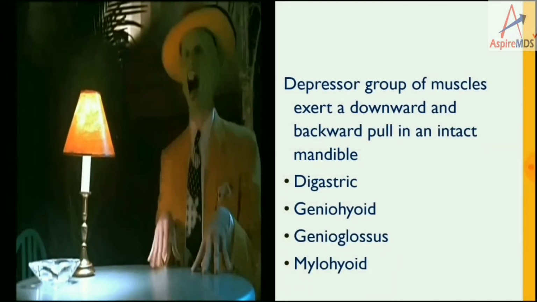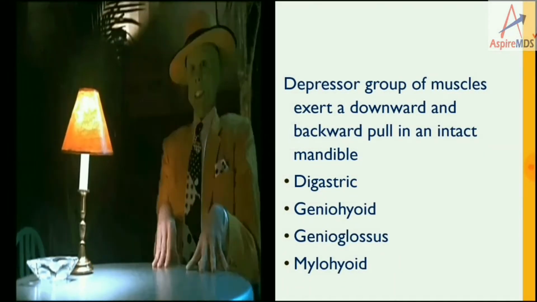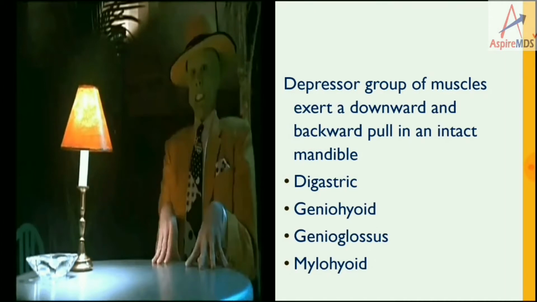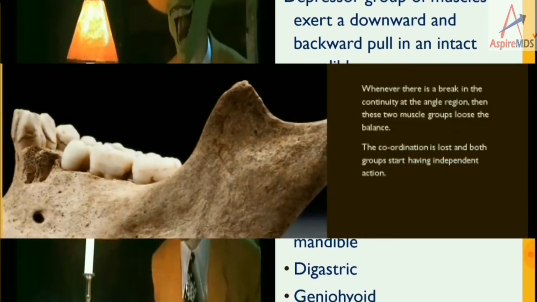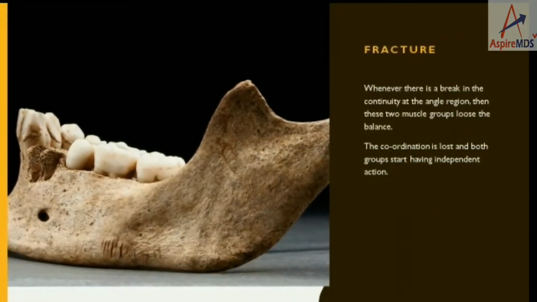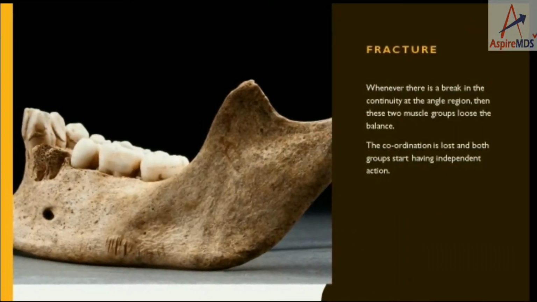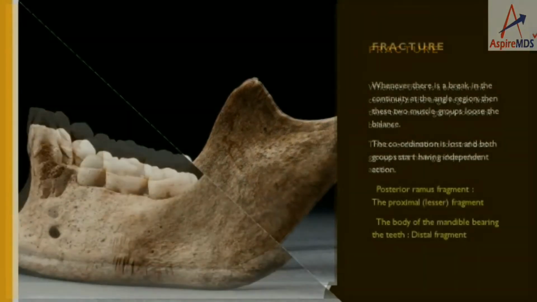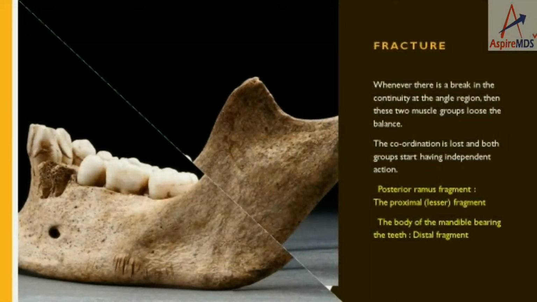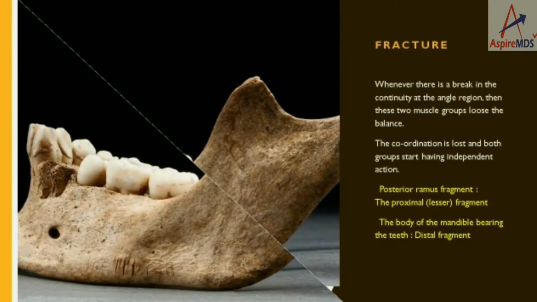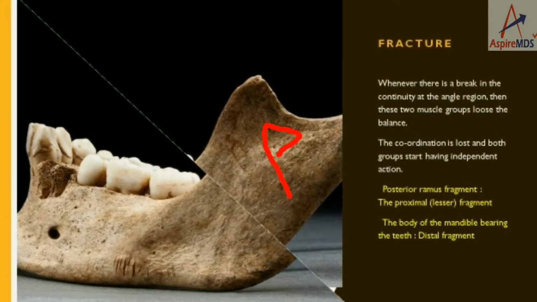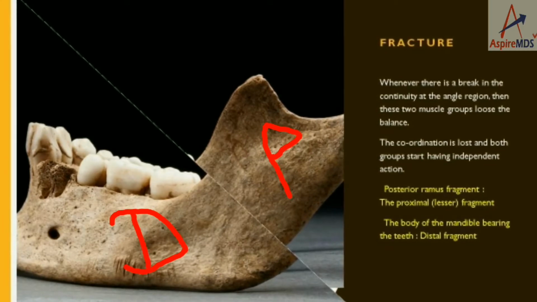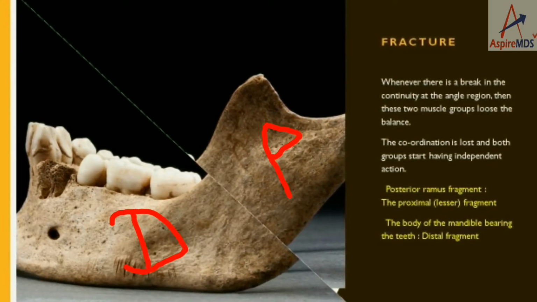Whereas the depressor group of muscles cause a downward and backward pull in an intact mandible. These muscles are digastric, geniohyoid, genioglossus and mylohyoid. So when there is a fracture, there will be a break in the continuity and the coordination will be lost between these groups of muscles. When two fragments are made, the one towards the condyle is known as the proximal and the one with the teeth is known as the distal fragment of the mandible.